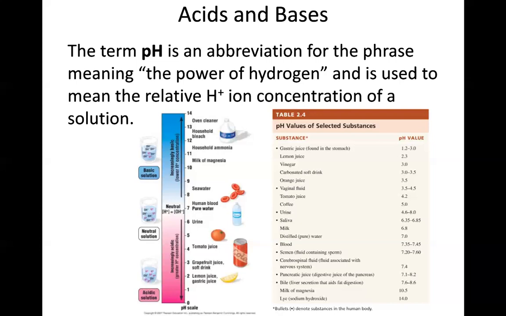Blood is 7.4, which makes blood what? A base, an acid, or neutral? It's not neutral. It's a base. 7.0 is neutral. 7.4 is not 7.0. Okay, it's a little bit above 7.0. So it's a really, really weak base, but still it's a base. Okay.